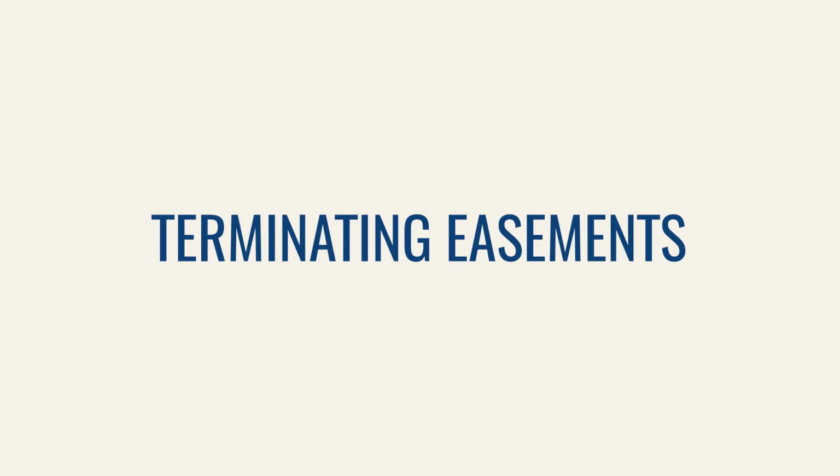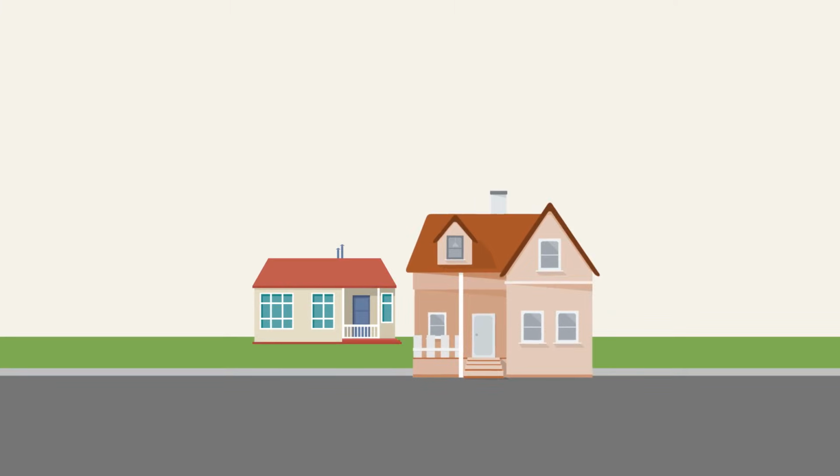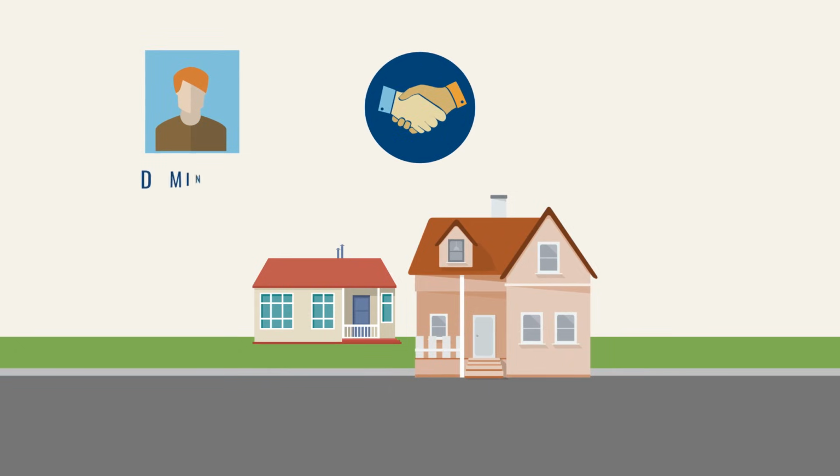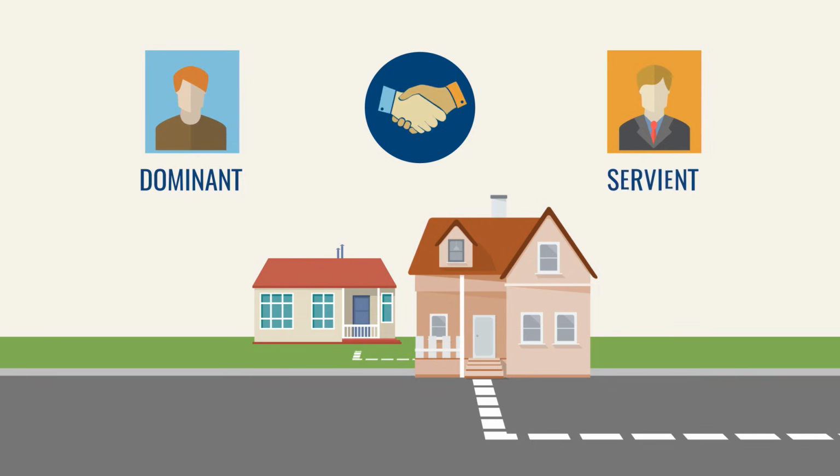Terminating easements. Now let's talk about how to end easements. Easements can be terminated in several ways. You could terminate an easement with an agreement or release. The person who possesses the easement, also known as the dominant tenement, agrees to give up the easement or release it to the person whose property is being crossed, also known as the servient tenement.